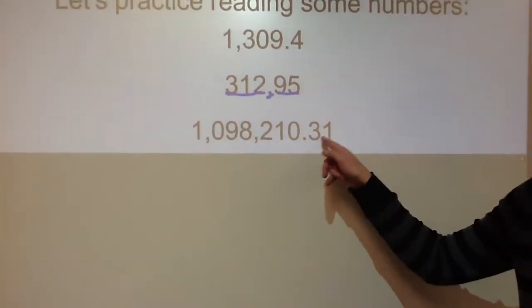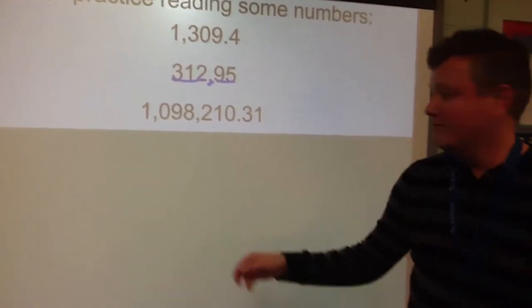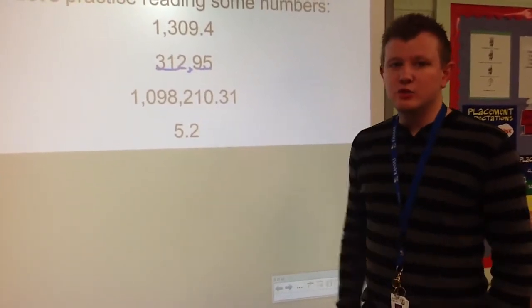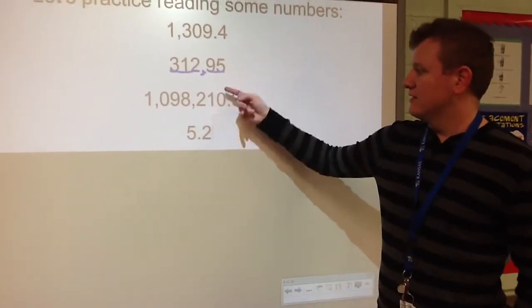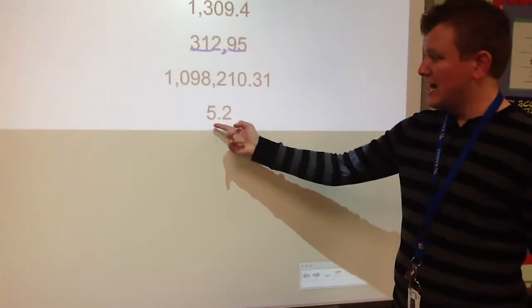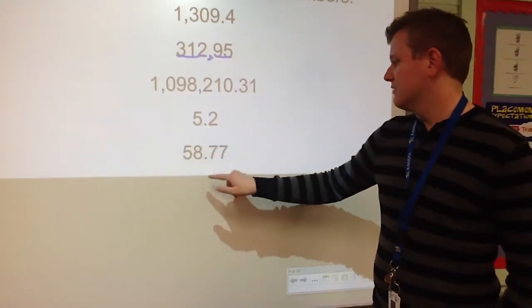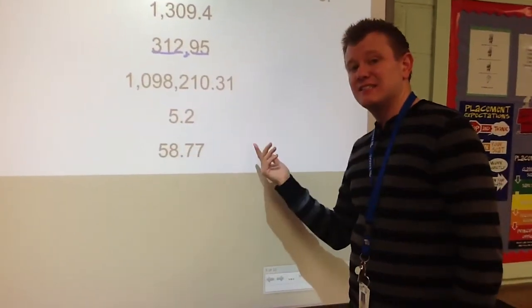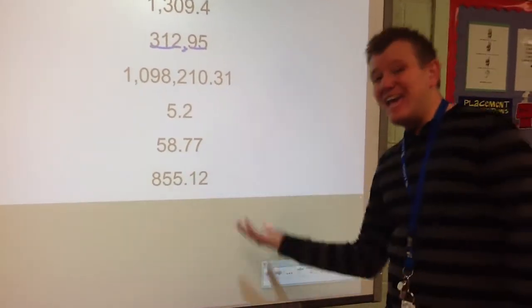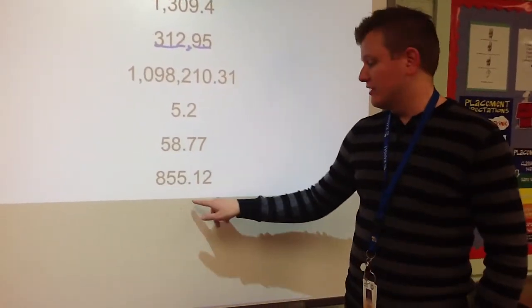1,098,210 and 31 hundredths, okay? Same deal. 5 and 2/10. The decimals don't change. Doesn't matter if it's in the millions or in the ones. 5 and 2/10. 58 and 77 hundredths. Okay? 855 and 12 hundredths.